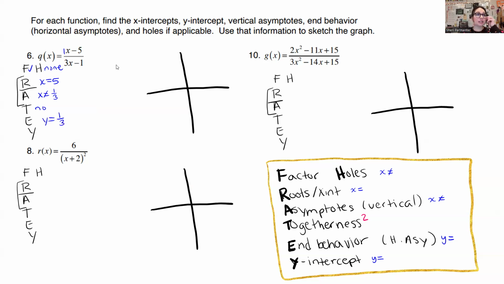Last, my y-intercept. So y is equal to, and I'm going to plug in 0 for x. If I plug in 0 for x in the numerator, I get -5 divided by, if I plug in 0 here, it doesn't matter if it's multiplied by 3, I get -1. And -5 divided by -1 is +5. So my y-intercept will be 0, +5.